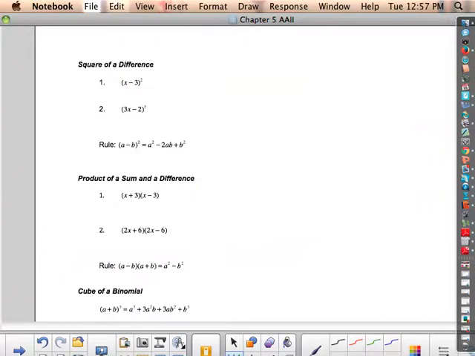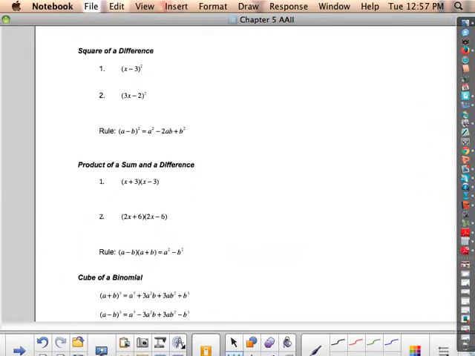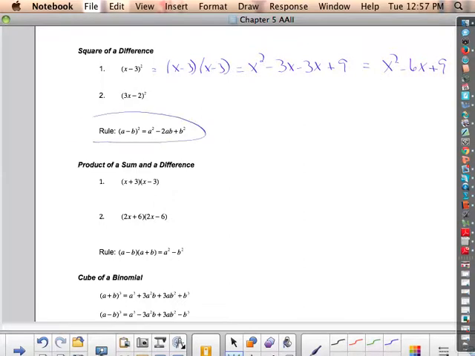In the interest of time, please notice the square of the difference is essentially the same thing, x minus 3 times x minus 3. First gives me x squared, minus 3x minus 3x plus 9, which gives me x squared minus 6x plus 9. Only difference there is that middle term is subtraction, and you'll see that rule applies.